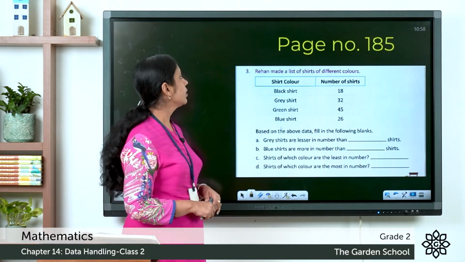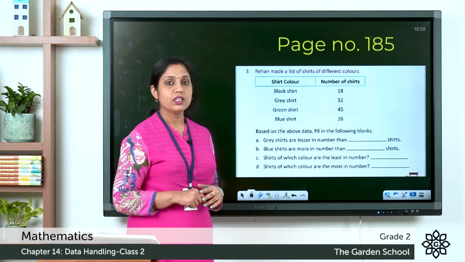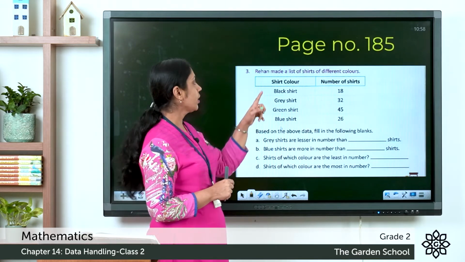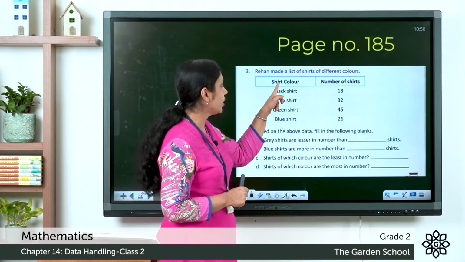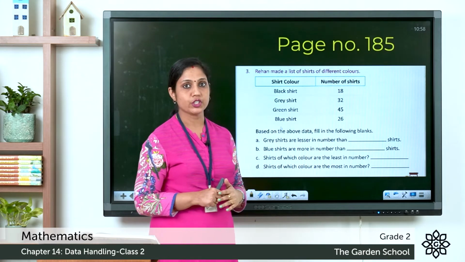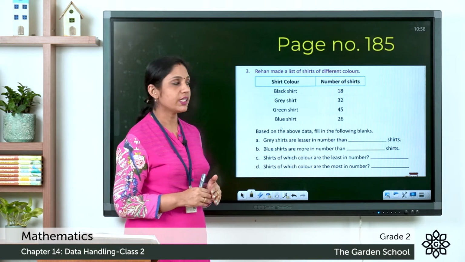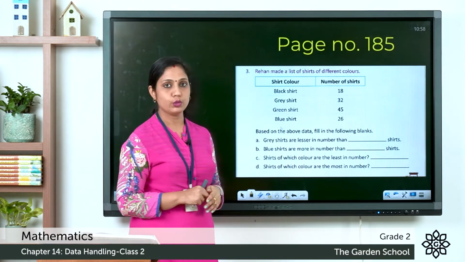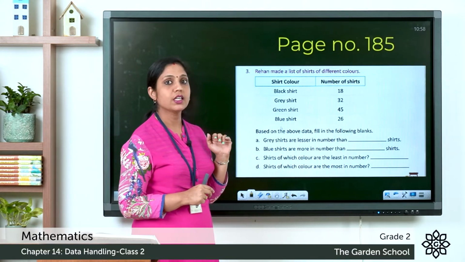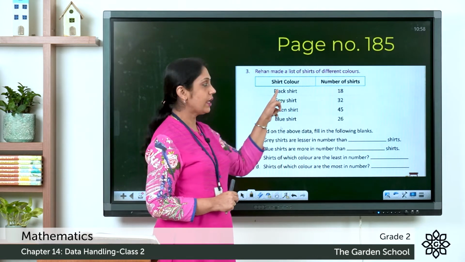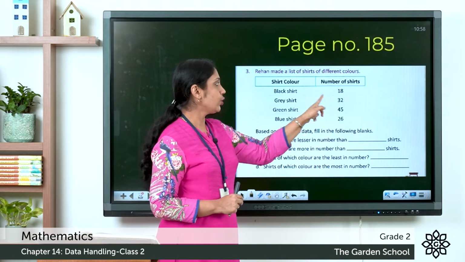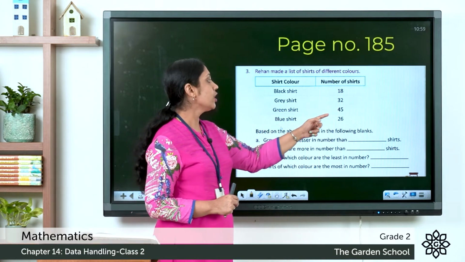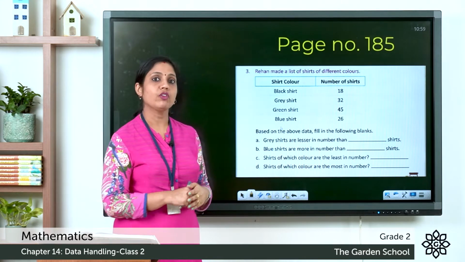The third question. Rehan made a list of shirts of different colors. So here you can see a table which shows on the left side the shirt color and on the right side the number of shirts. So which colors of shirts are there? Black shirt, grey shirt, green shirt and blue shirt. Now let's see the number of shirts. You can see there are 18 black shirts, 32 grey shirts, 45 green shirts, 26 blue shirts. Now we have some questions.